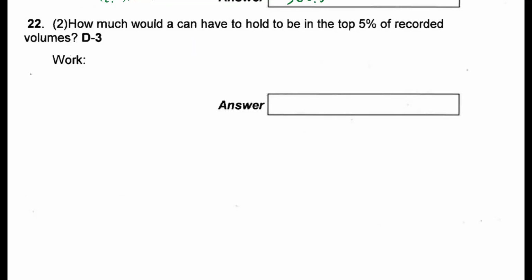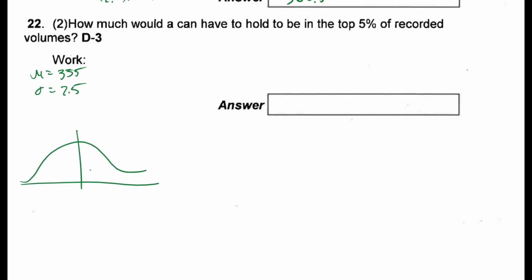All right, we got one more to do here. So that's 355, just so I can remember these again. Okay, so how much would a can have to hold to be in the top 5% of the recorded volume? Let's draw this out real quick. I need it to be up here, so that's 95% that way and 5% that way. Okay, so this right here, that's 50%, right? So I need this to be at 0.4500.